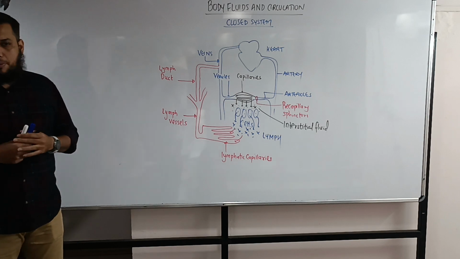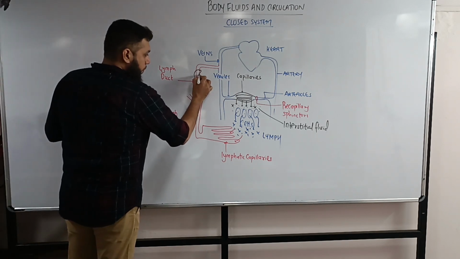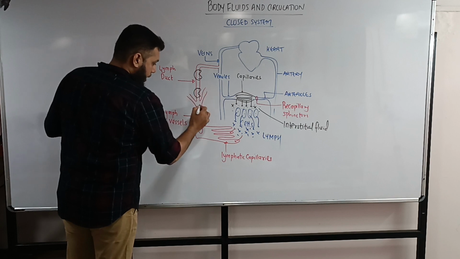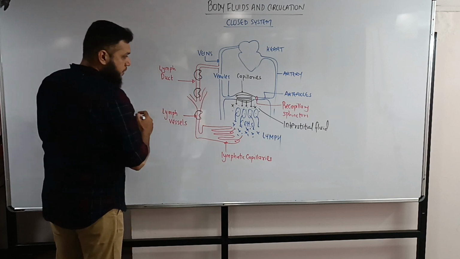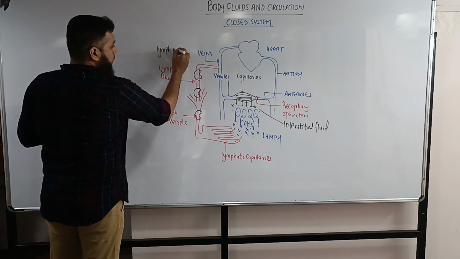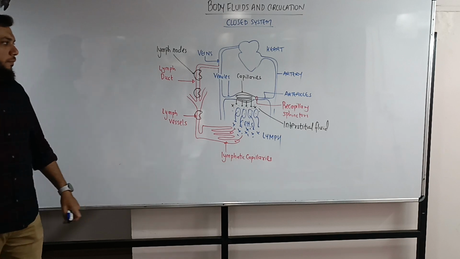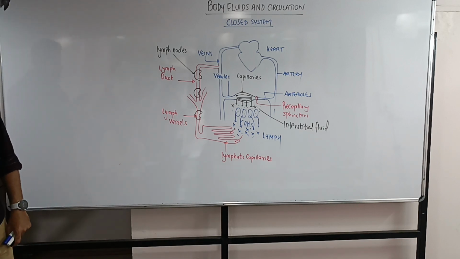One more thing is going to happen over here. On the lymphatic ducts and the lymphatic vessels, we see the presence of, what do we see the presence of? Lymph nodes. These are small bean-shaped, kidney-shaped parts which filter the lymph.